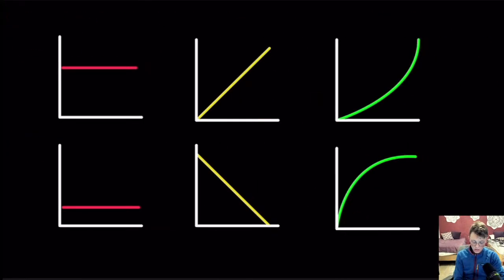Because all of these could be displacement time graphs. Why not, right? All of these can be displacement time graphs. Obviously, they look very different. And so we want to go ahead and think about what is making them different.